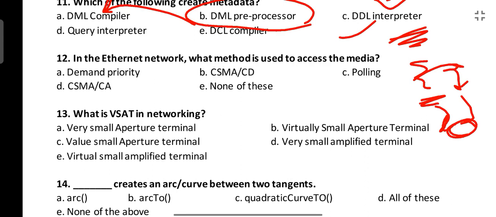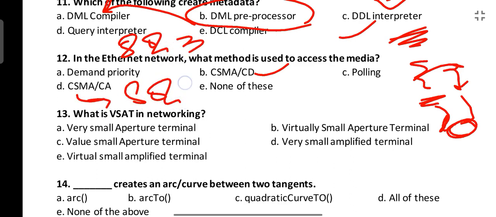Next is, in the Ethernet network, what method is used to access the media? Ethernet is using CSMA/CD. Ethernet is IEEE 802.3. And CSMA/CA is used in 802.11. What is 802.11? This is wireless, like Wi-Fi. And this is for Ethernet. So the correct option is CSMA/CD.